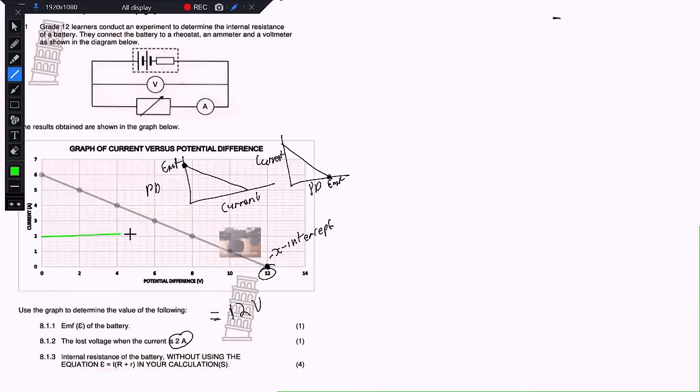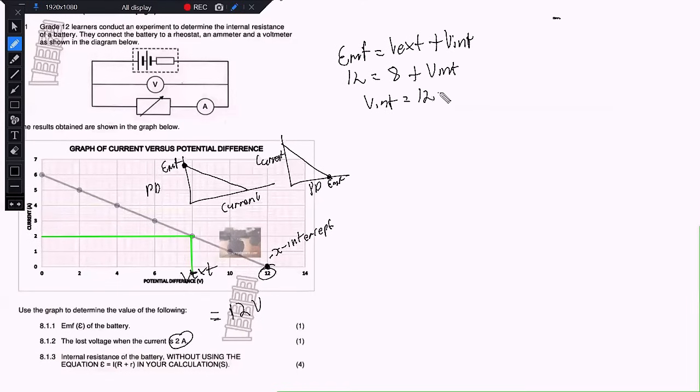So we're just going to go like this, and then there we go, we have the 8 there. But then remember, we are not looking for the V external. The 8 here is representing the V external. But since we know that EMF is the sum of the V external and the V internal, if EMF is 12 and the V external is 8, the V internal we can simply get by saying 12 minus 8. Then our V internal will give us 4 volts. So for this one mark here, we are supposed to say it's 4 volts. Right, so note that.